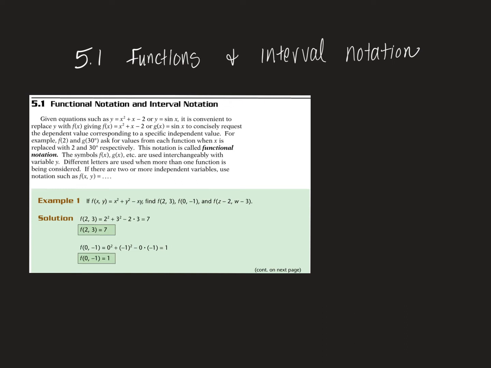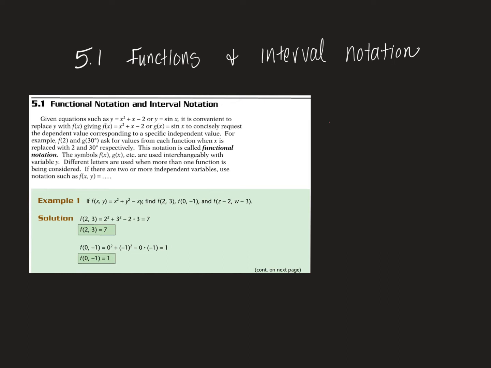Functions typically are in the form f of x, g of x. They mean the same thing as y. So if you say y equals something, you could also say f of x equals something. Sometimes you have more variables, you'll use f of x comma y. If we look at our example, if f of x, y equals x squared plus y squared minus xy, find f of 2, 3. This just means that we're going to plug 2 in for x, 3 in for y, and find a number. So let's do that.